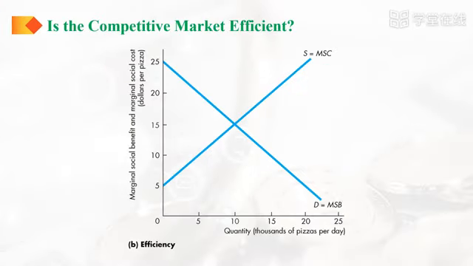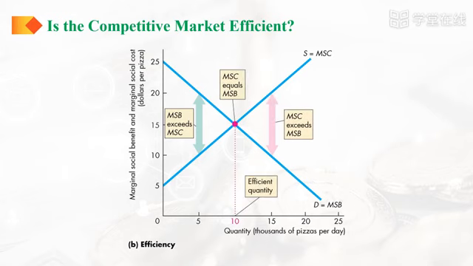The figure also shows the consumer surplus and producer surplus. The sum of consumer surplus and producer surplus is called total surplus. When the efficient quantity is produced, total surplus is maximized. Buyers and sellers, acting in their self-interest, end up promoting the social interest.